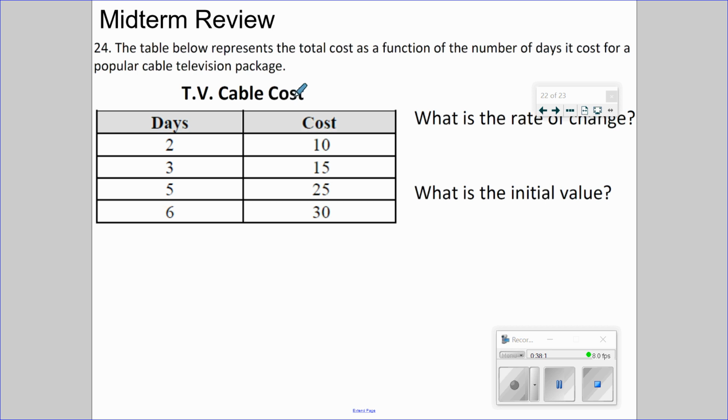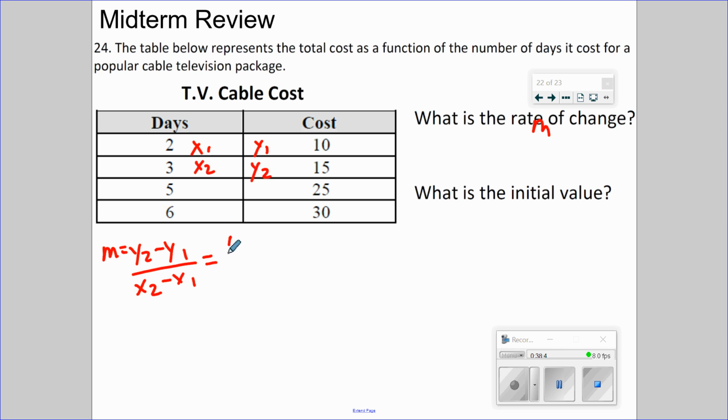Next one. The table below represents the total cost as a function of a number of days it costs for a popular cable television package. What is the rate of change? That's your slope. I have a table, so we have to use the slope formula. M equals y2 minus y1 over x2 minus x1. I label, this is my x1, y1, x2, y2. Substitute in the formula, 15 minus 10 over 3 minus 2. 15 minus 10 is 5, 3 minus 2 is 1, so my slope or rate of change is 5.